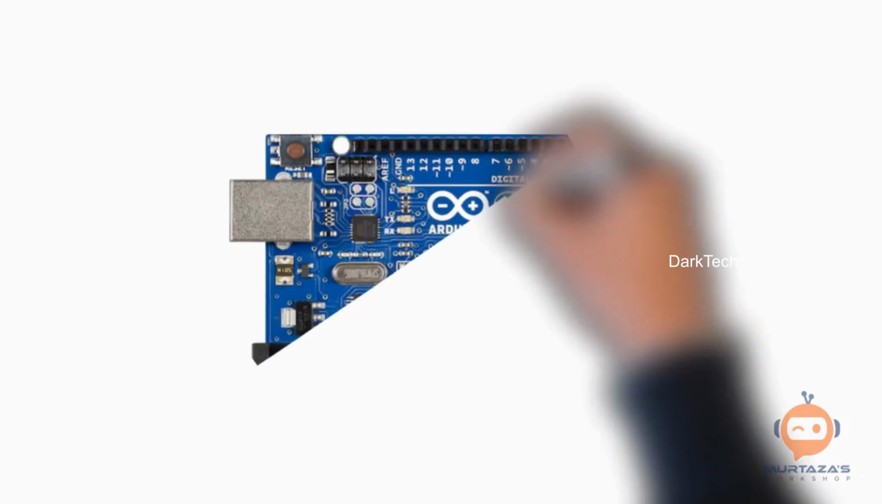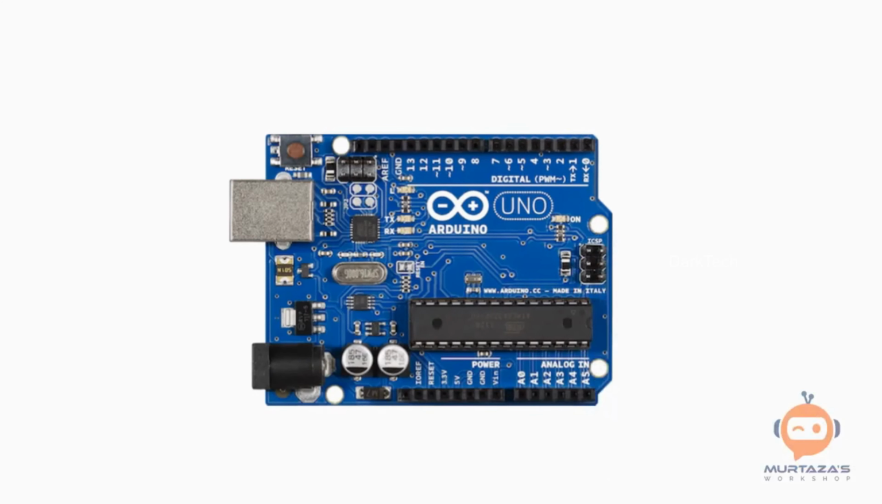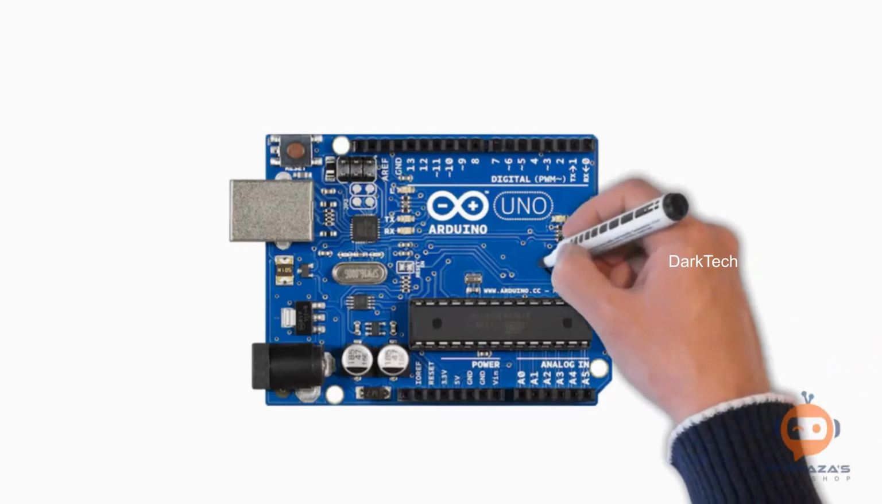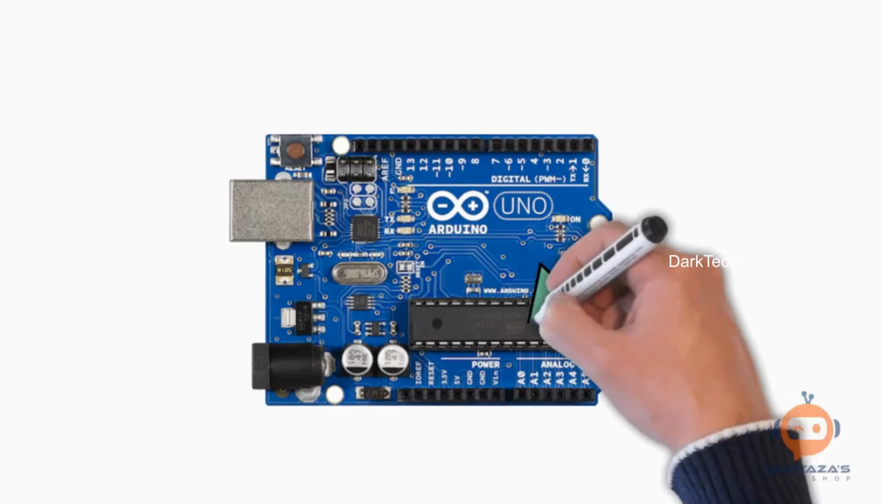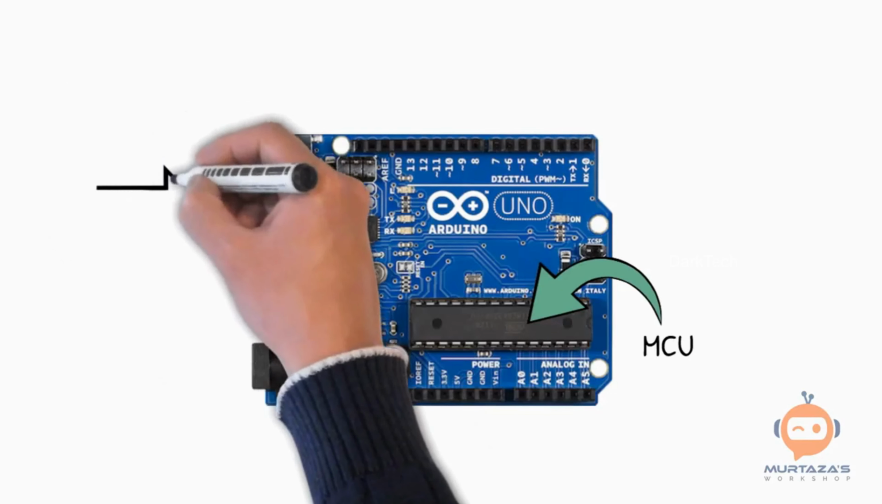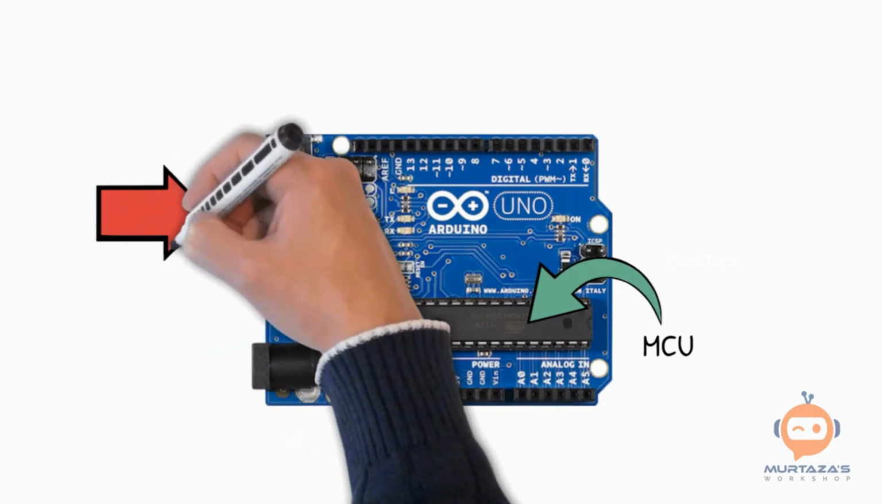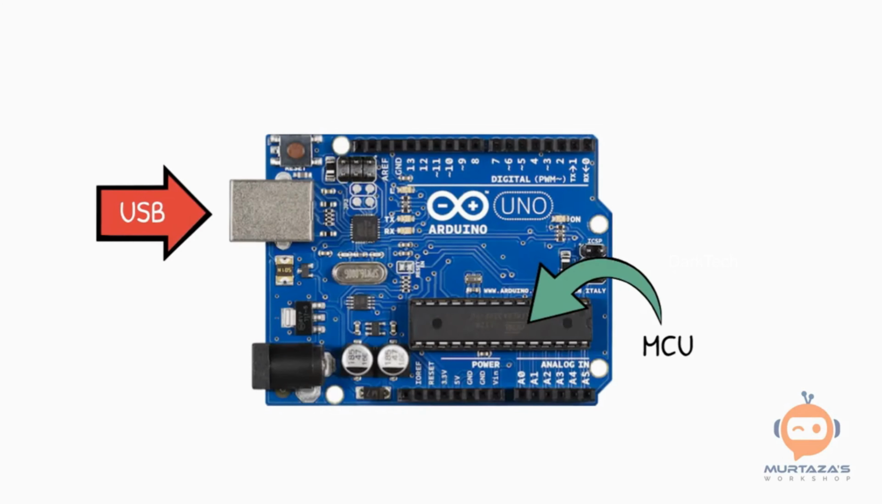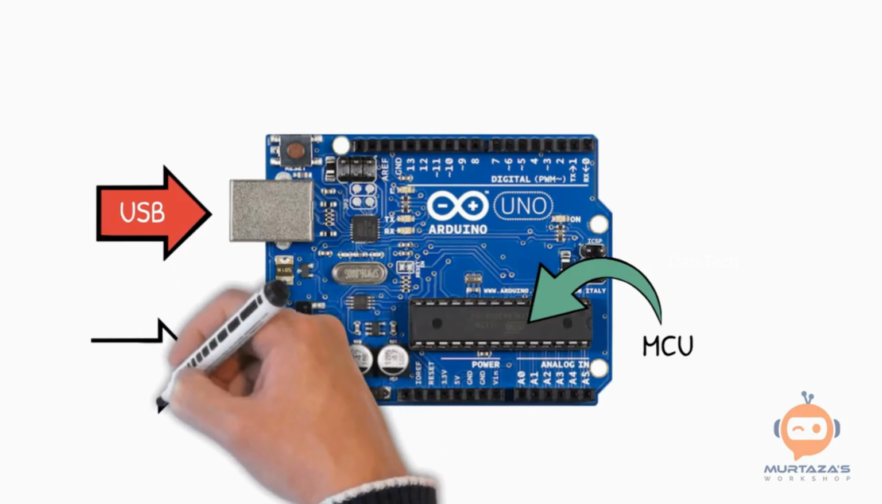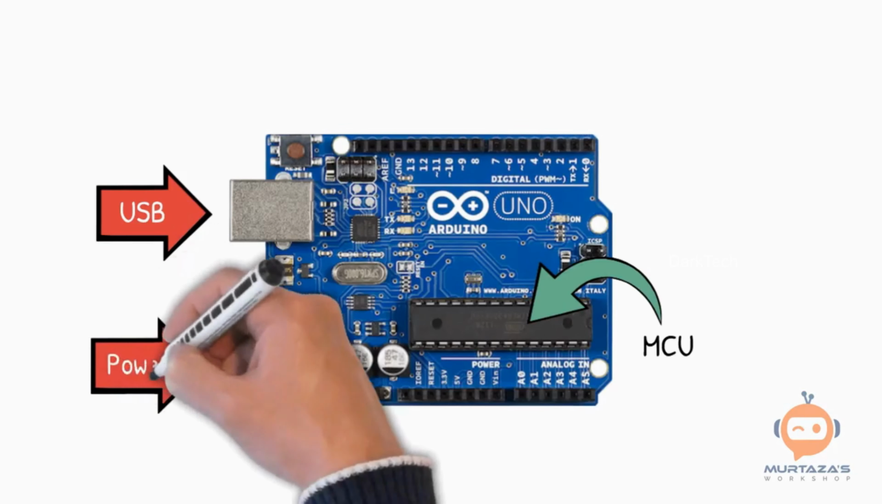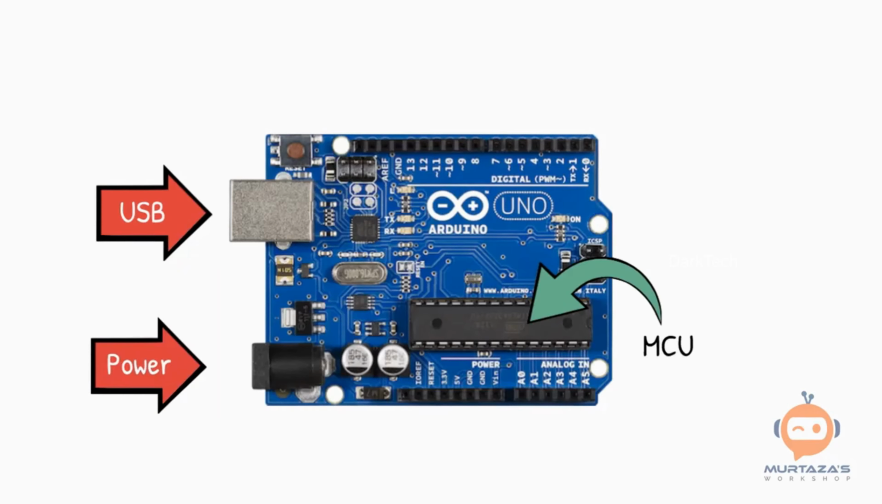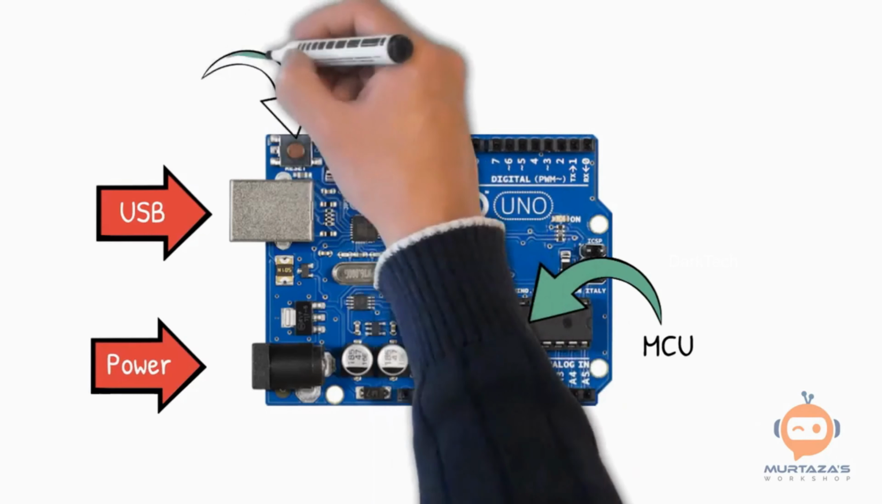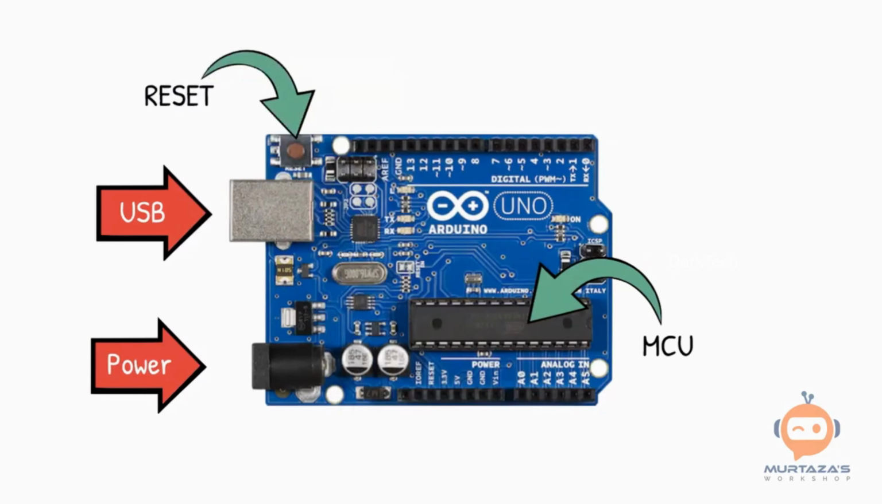So let's have a closer look at the most commonly used Arduino, the Arduino Uno. The main component is the MCU that handles all the logic. Then we have the USB connection to upload the program to the board. We also have a power jack that allows an external battery to be connected to make it portable. The reset button resets the code without deleting it. Then we have the pins where we attach our components.